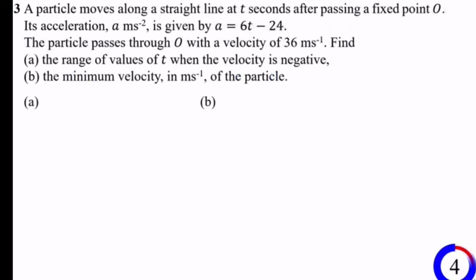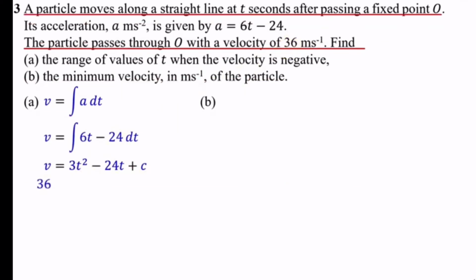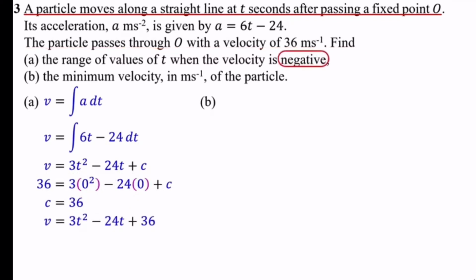Now let's see question number 3. A particle moves along a straight line t seconds after passing a fixed point O. Its acceleration, a meters per second squared, is given by a equal to 6t minus 24. So first thing, we need to integrate the acceleration to get the velocity. Alright, so we will substitute velocity, which is 36, when t equal to 0. That means the c will be equal to 36.